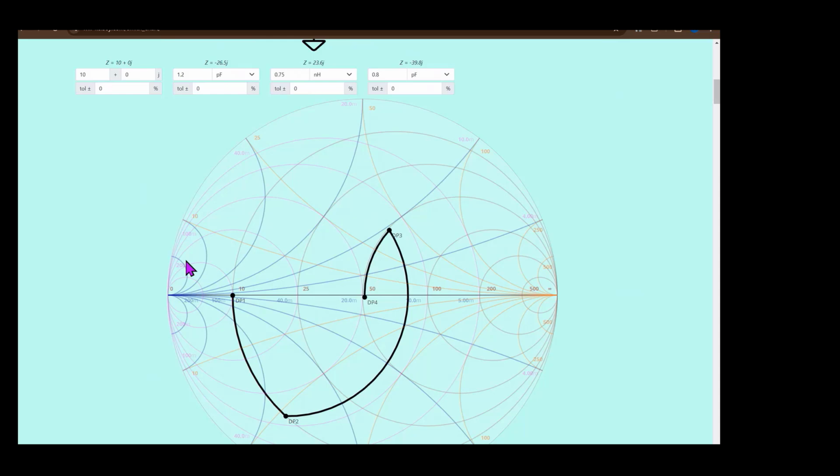What if you didn't need to match to 50, you needed to match to 50 plus 10j, so now that node has some reactance? Basically you just find all the reactive nodes in your circuit. Once you're at the end, the first one is zero. Yeah.